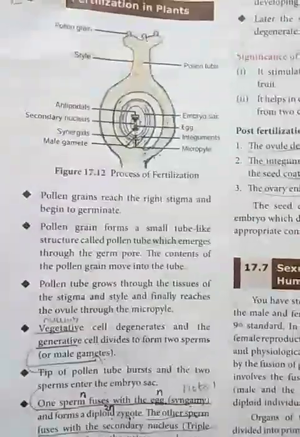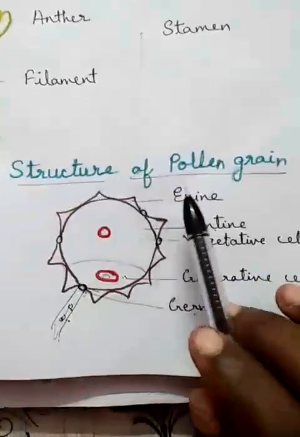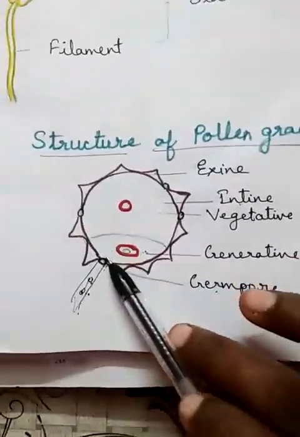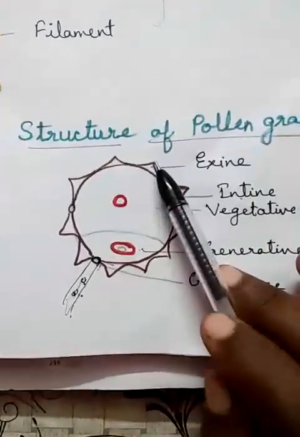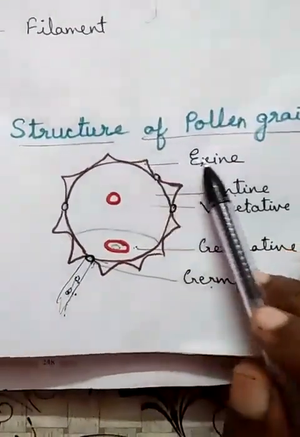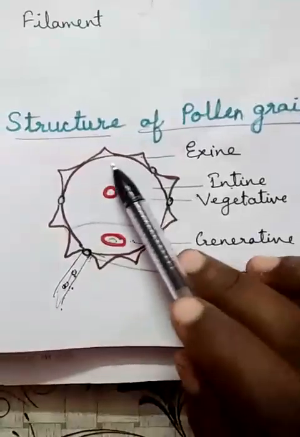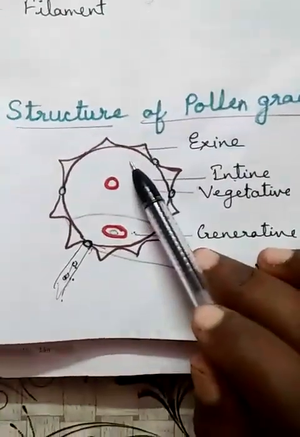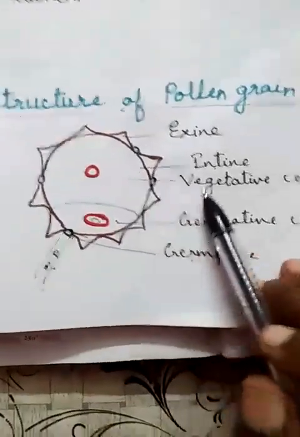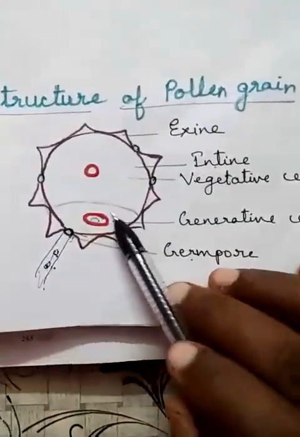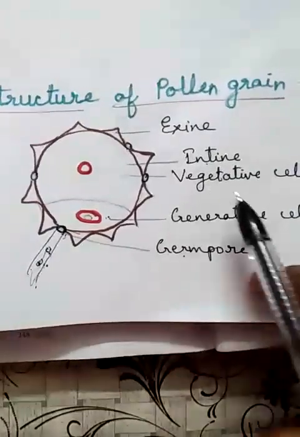We have already studied the structure of the pollen grain, so let's recall it once. The pollen grain has two surfaces. The outer surface is rough, hard, and uneven, and is called the exine. The inner region is called the intine. The intine is divided into two regions: the larger cell is called the vegetative cell and the smaller cell is called the generative cell.